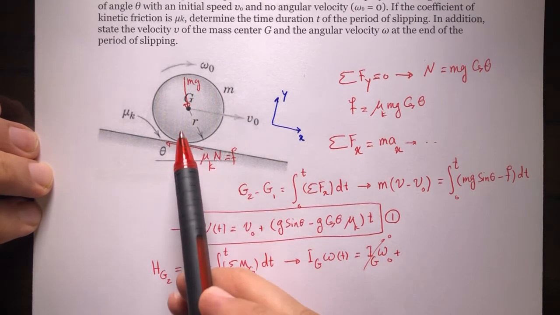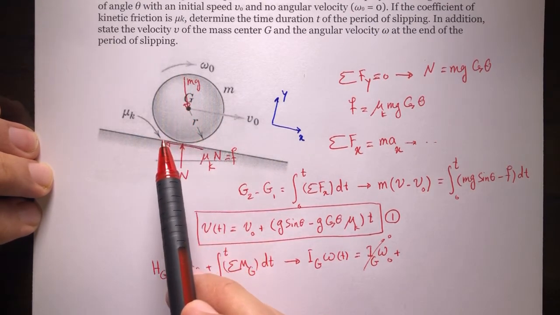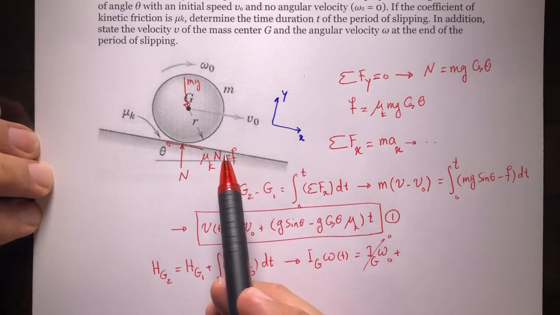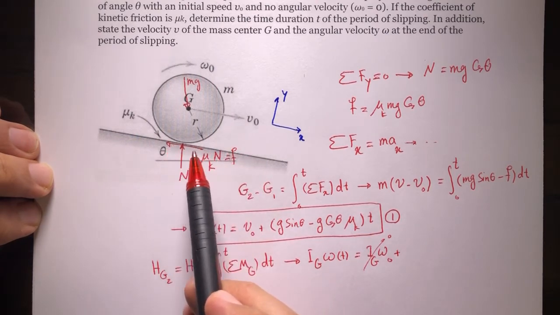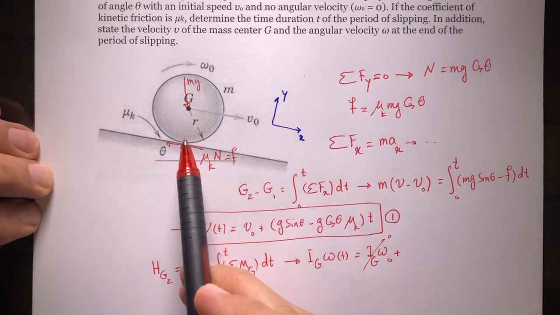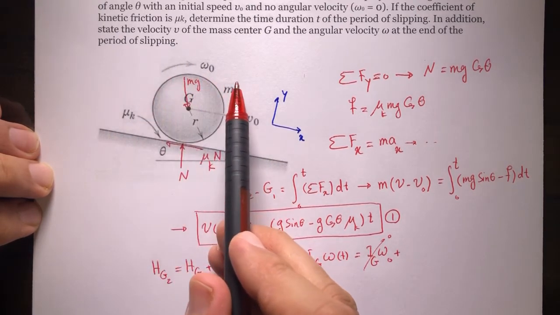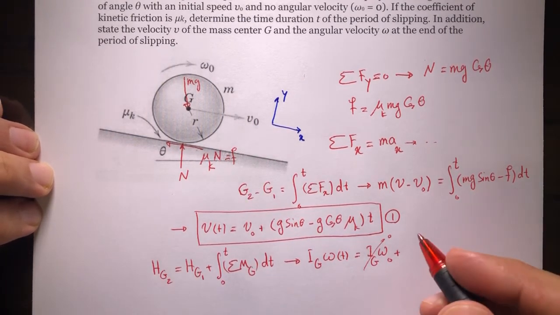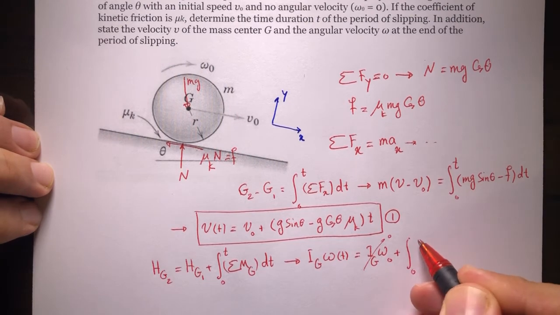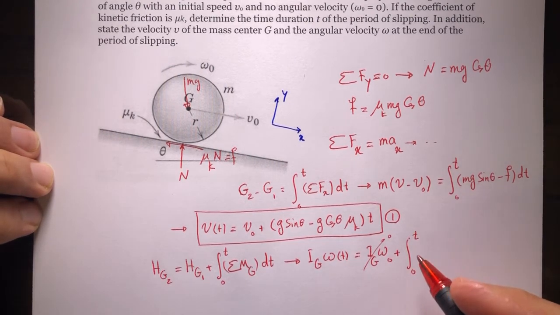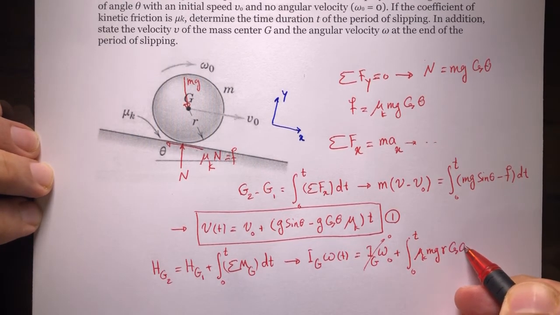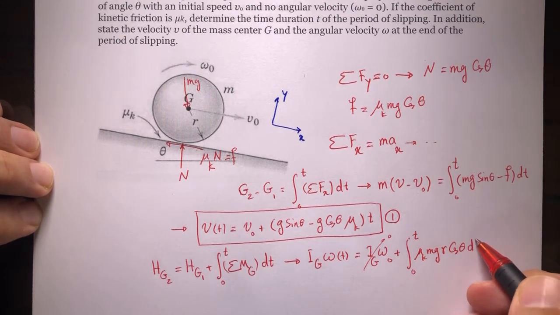We have three forces here, mg and N. They are passing through G. They are not going to make any moment. The only moment we have is going to be the moment of the friction force, which is the friction force times r. And the direction of the moment is clockwise, which I'm going to assume is the positive direction here. So I'm going to have from 0 to t friction force times r. So it's going to be mu k mg r cosine of theta dt.